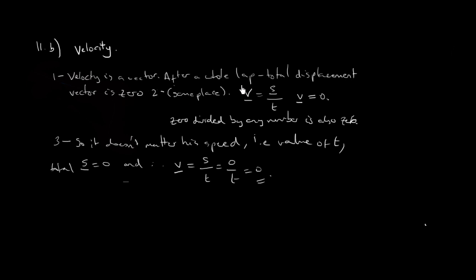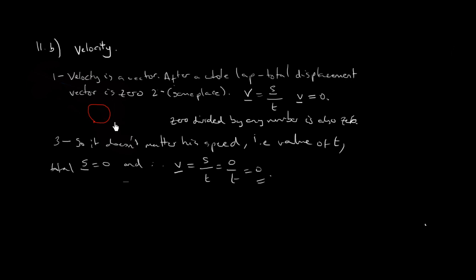After a whole lap, his total displacement vector is 0 because he starts here and he goes all the way back to the beginning. So if you do a vector from the start to where he ends, the displacement vector is 0. Even if the magnitude of the total distance has a finite value, the displacement is 0. So that's 1 mark to say that.